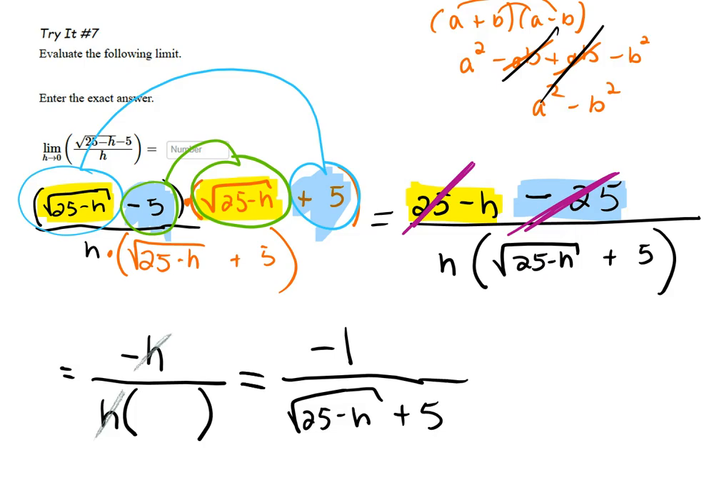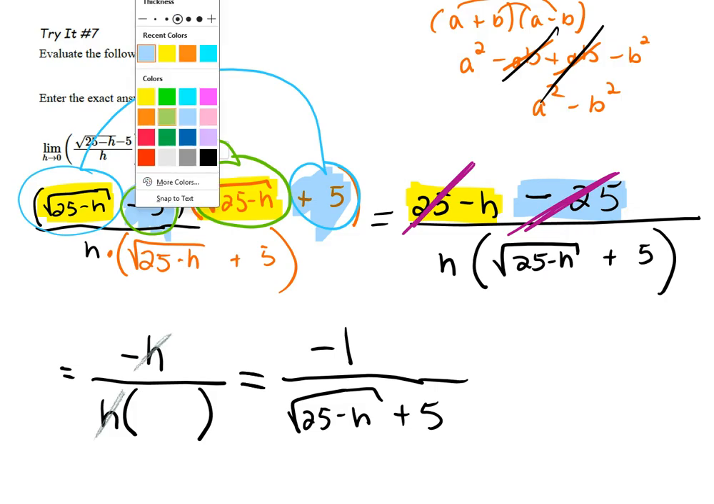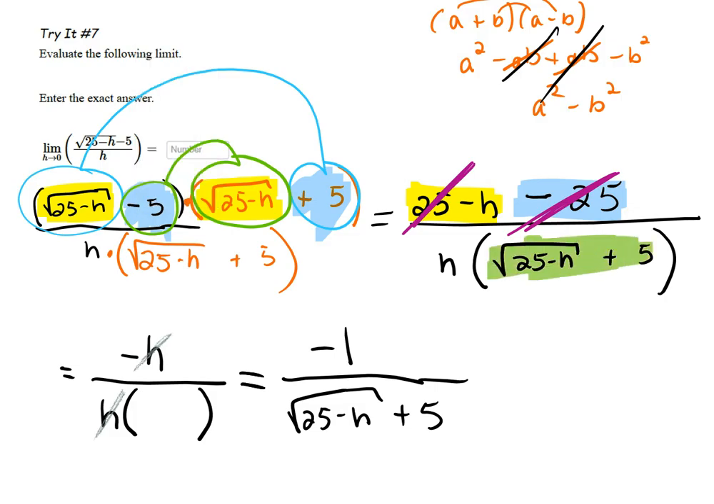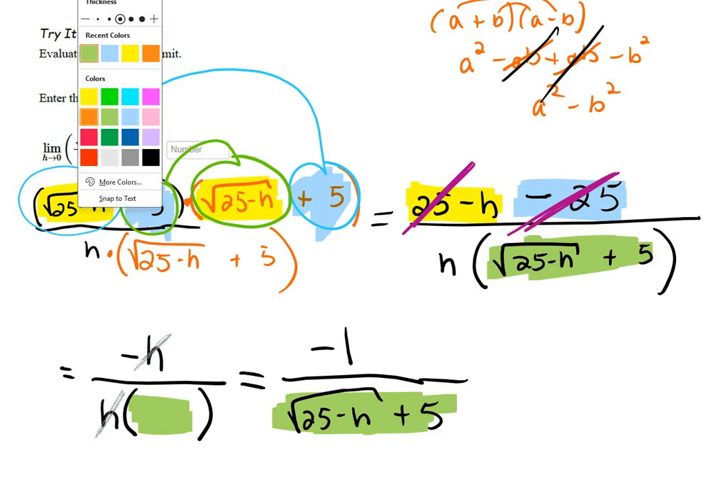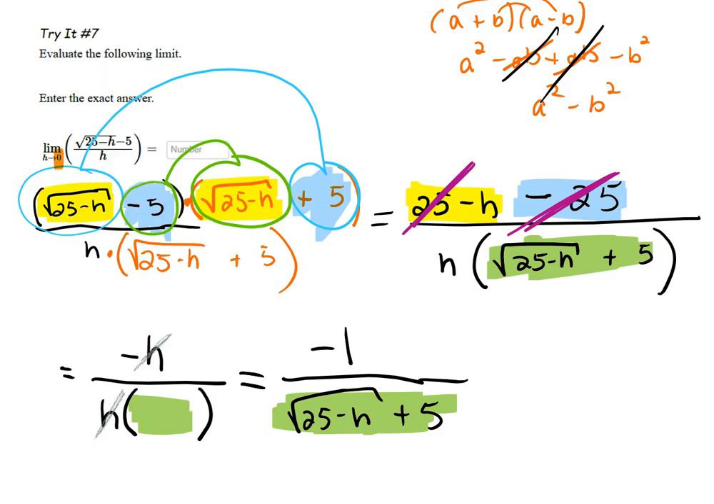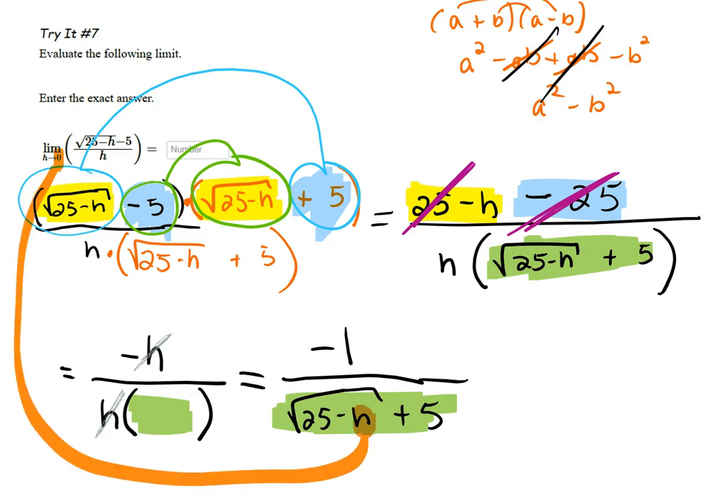And now it's at this point. Here, I was being lazy. This is all the stuff in the parentheses, which would go here, and I was too lazy to write it all down. But it is at this point that we will take the limit as h approaches 0. We will now take this 0 and plug it in right there to simplify this. So it's going to be negative 1 over the square root of 25 minus 0 plus 5. There's the 0 right there.